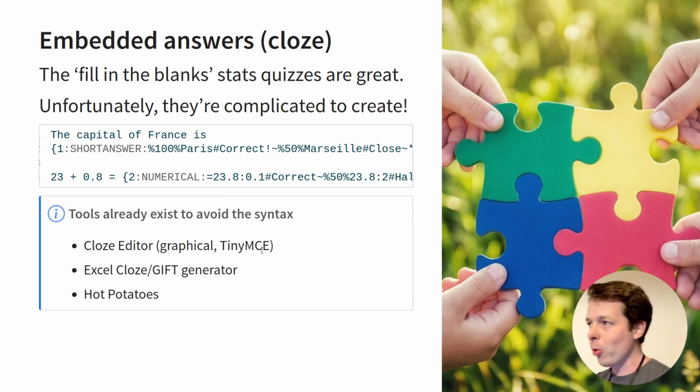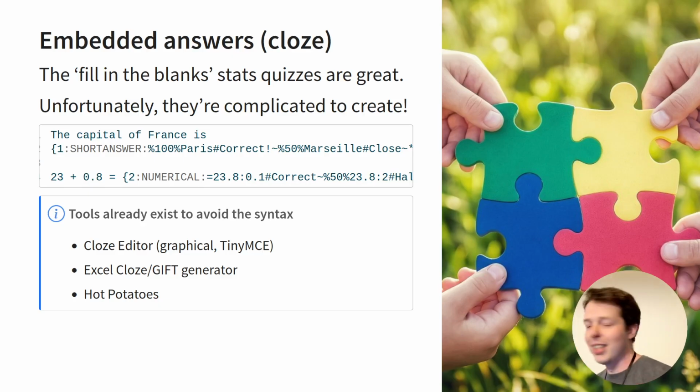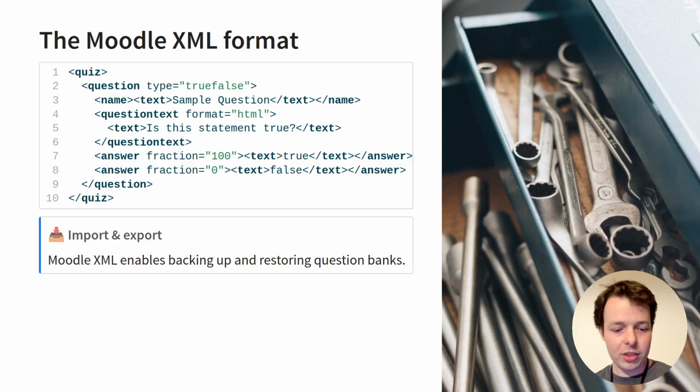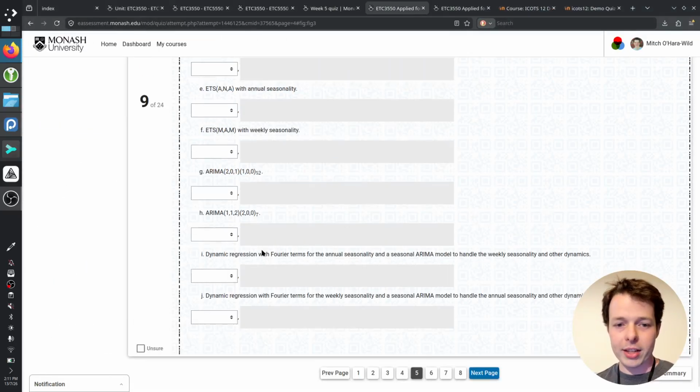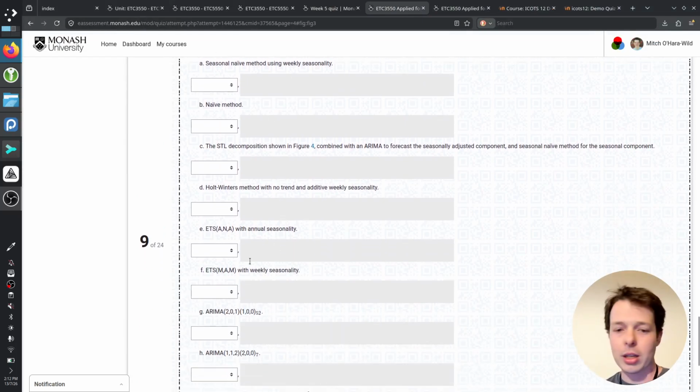There are some tools to avoid this syntax, but they still involve clicking and dropping and copying and pasting, and it's all a bit much. Especially, actually, if I wanted to create one with as many closed style questions as this one. Each of these is a close input for choosing if a model is suitable or not.